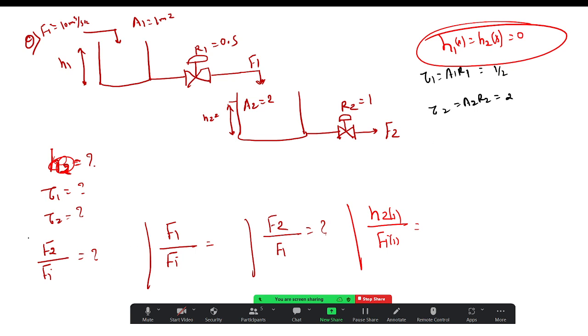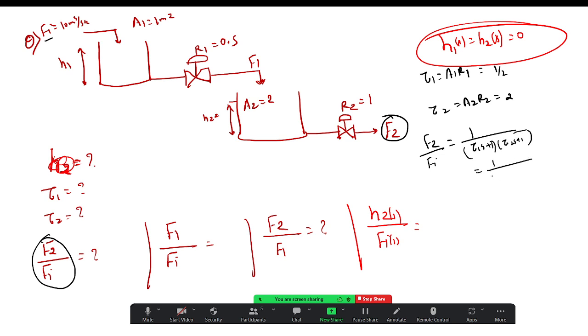So next is F2 by Fi. So what is this one? Here that is F2 by Fi. So what I told you, that is multiplication of only transfer functions. That is 1 upon (tau 1 s plus 1), (tau 2 s plus 1). So that is equal to 1 upon (half s plus 1), (2s plus 1). So this one is done.